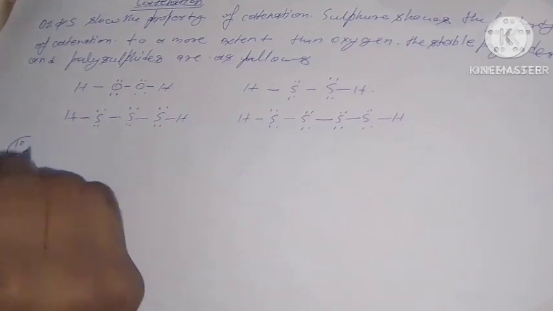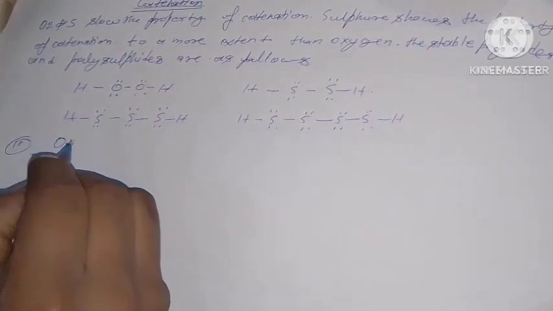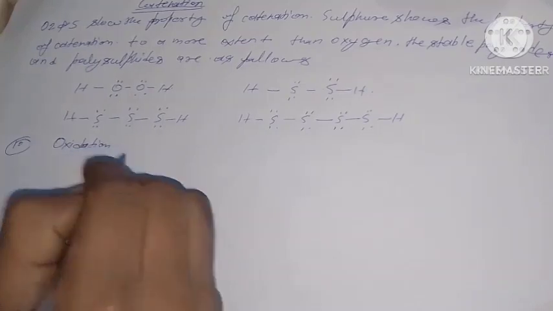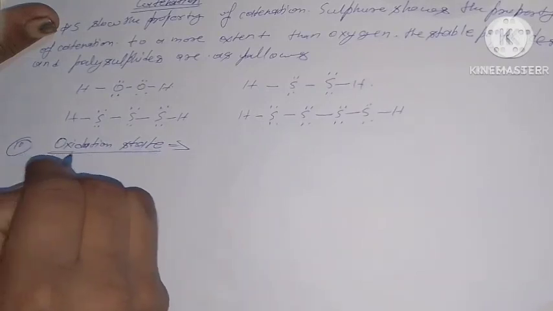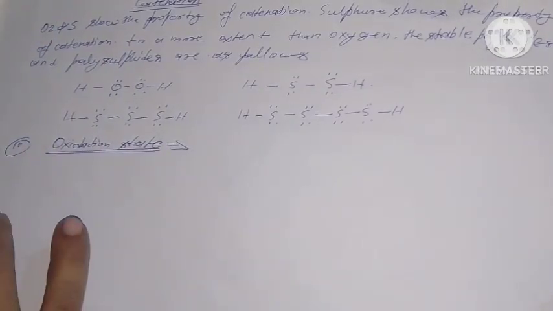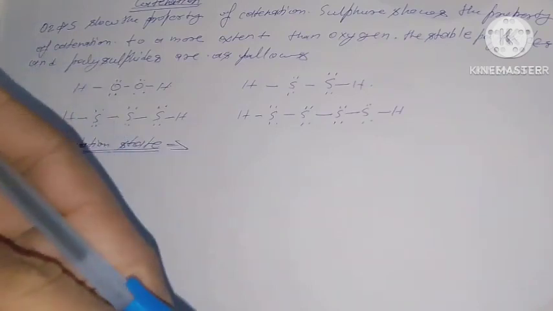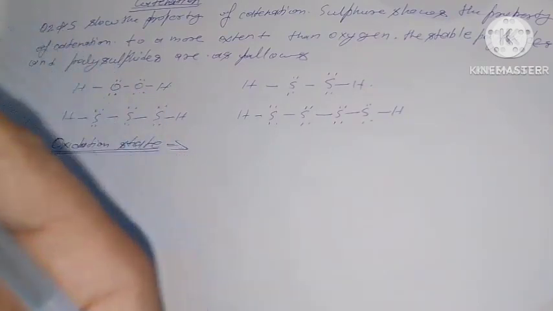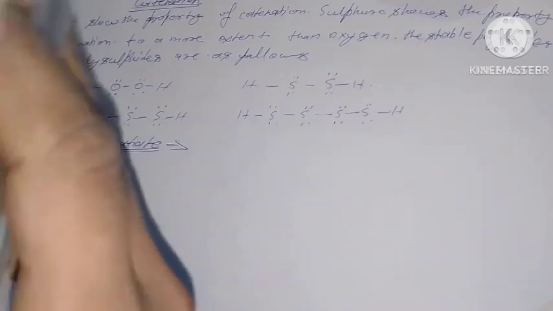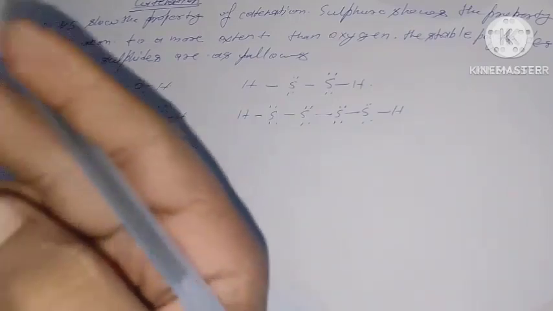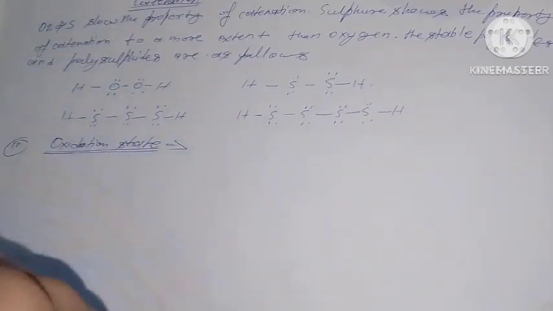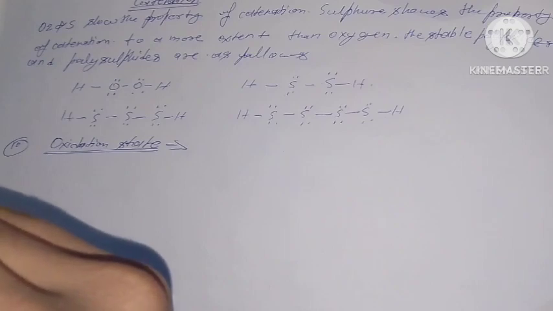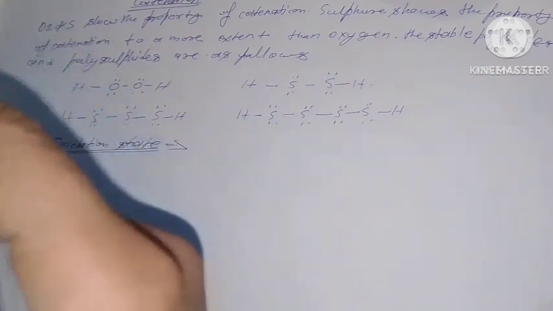Next point, oxidation state. What is oxidation state? The elements of group 16 possess the outermost electronic configuration ns2 np4 and tend to achieve the corresponding inert gas configuration by gaining two electrons forming O2 negative ions, or by sharing two electrons due to which two covalent bonds are formed.